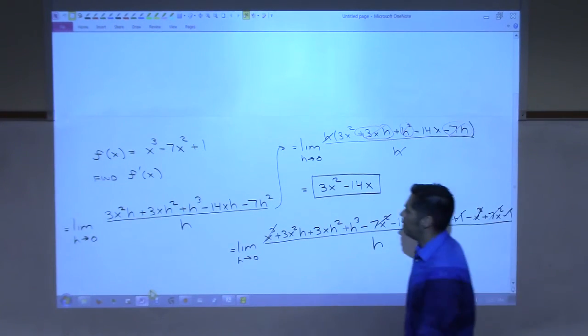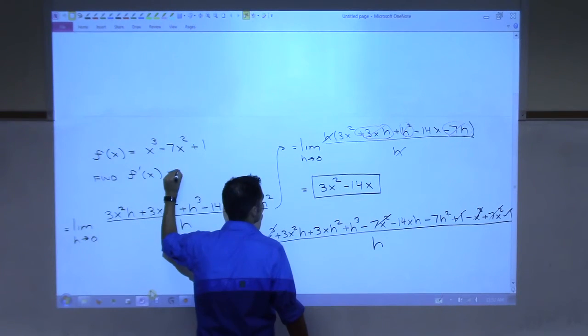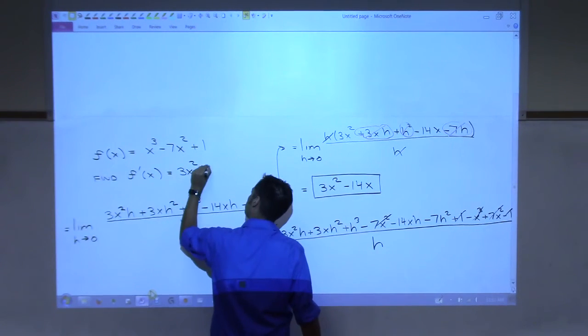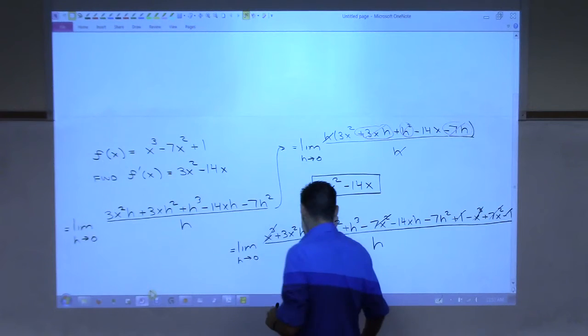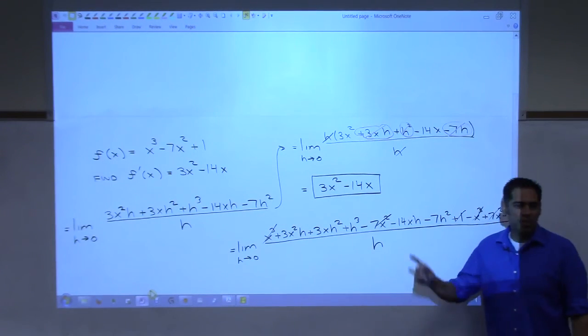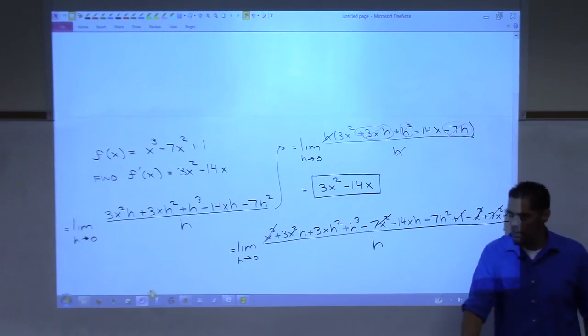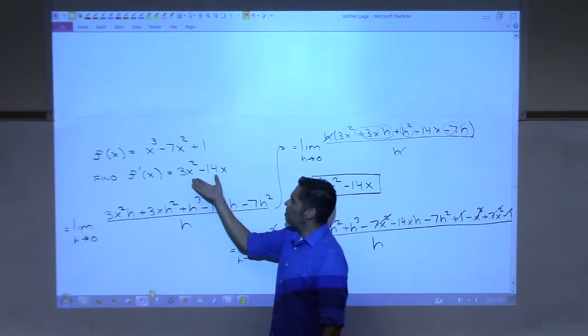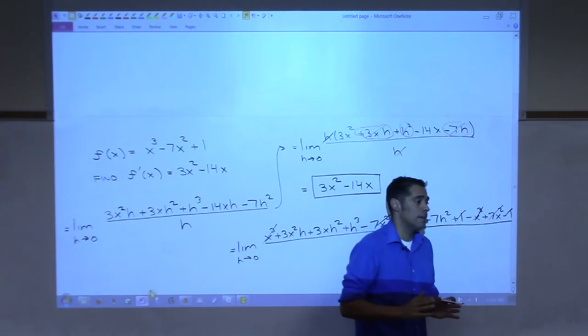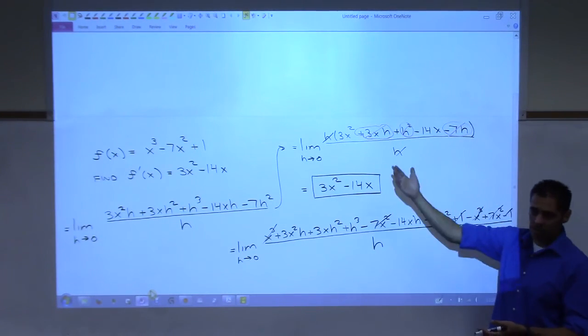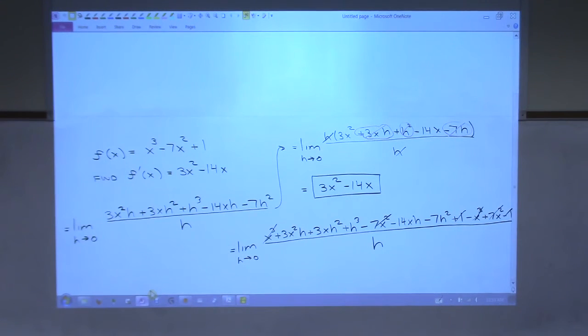This is the derivative. I'm going to put it over here. This is the derivative of our function. If I were to graph these, the values of this function should correspond to the slopes of the tangent lines of the other function. That should be the correlation, right?